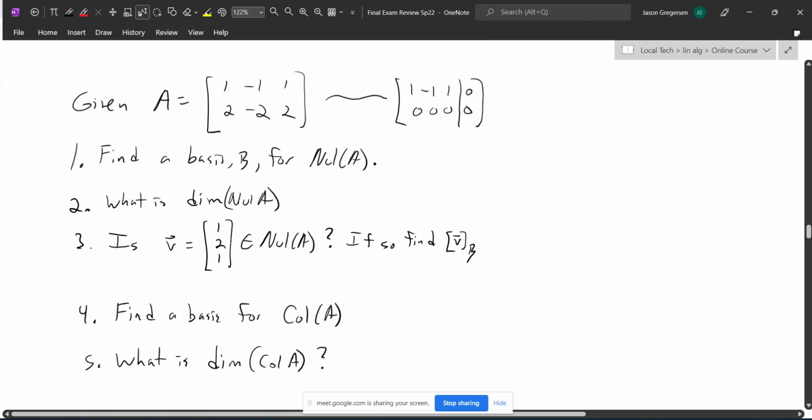Given that those two spaces are vector spaces, we should be able to determine a basis for each of them and the dimension of each of them. So here I have a matrix, and I have done the row reduction for you, and you can use that to answer the following five questions. We want to find a basis for the null space and the dimension of the null space. We want to answer the question, is this vector v in the null space? And if so, what would the coordinates of v be in terms of the basis? And then we want to find a basis for the column space and the dimension of the column space.